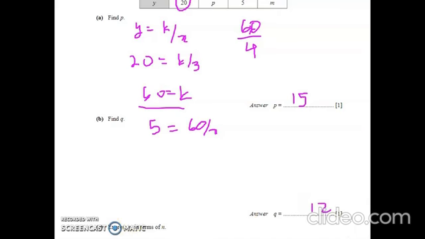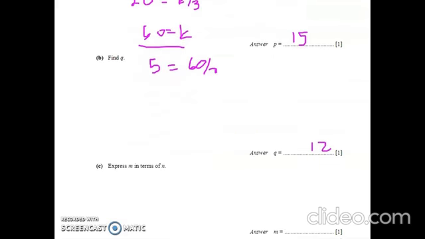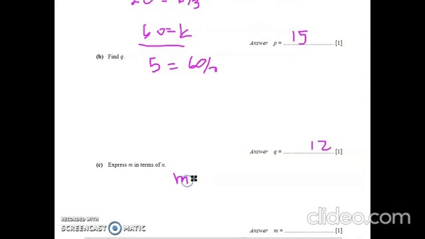Now, express m in terms of n. So m is y and x is n. So can I say that it will be m is equal to k upon n, because n is our x. So m is equal to k over n. And what is k? K is 60. So m is equal to 60 upon n. That's it.